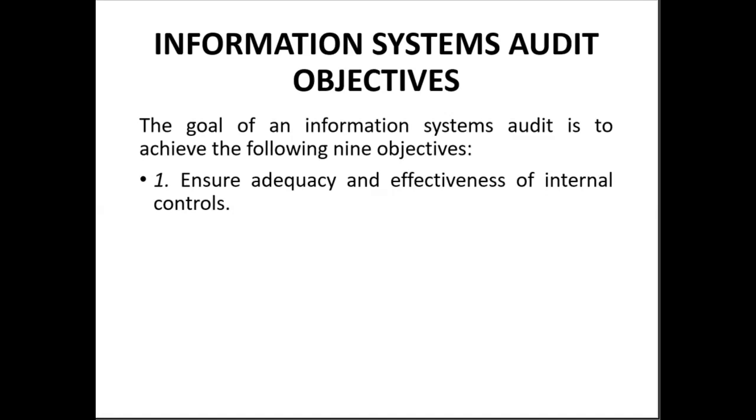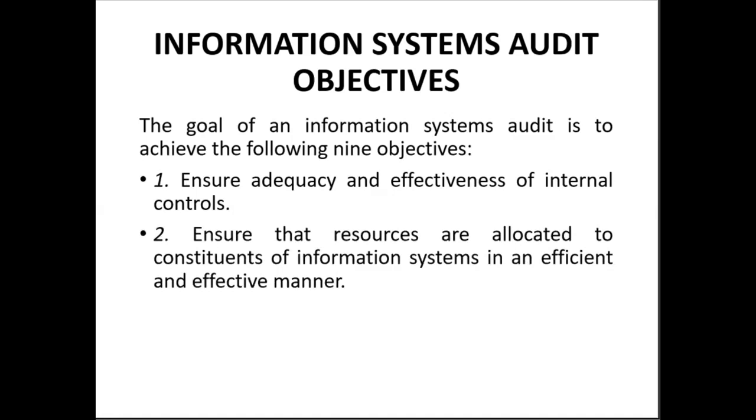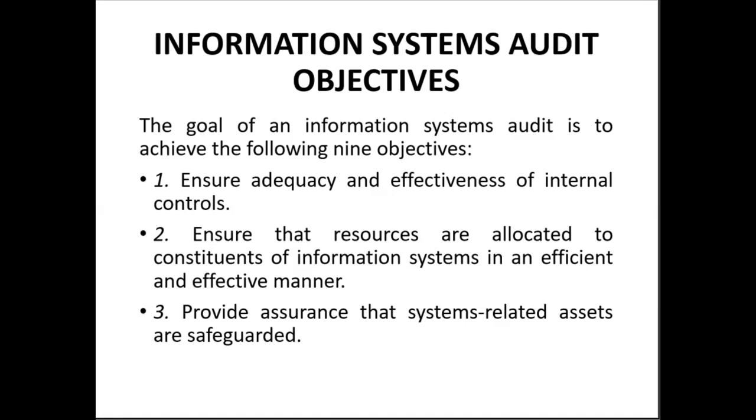The second one is to ensure that the information resources are allocated to constituents of the information system in an efficient and effective manner. There should not be an overload of allocation of resources to one department or one unit or one person to the detriment of the other. So, efficient allocation of resources to the various constituents within the organization. The third one is that an information system audit should be able to provide assurance that the system-related assets are safeguarded, they are properly protected. And then the fourth one, to ensure that whatever information is captured by the information resources is accurate and available on time.